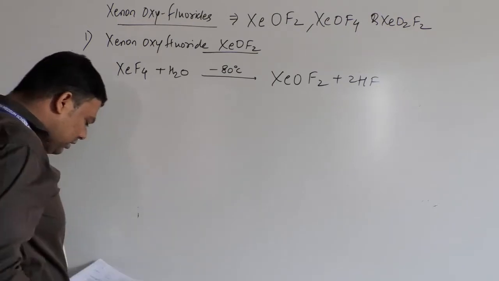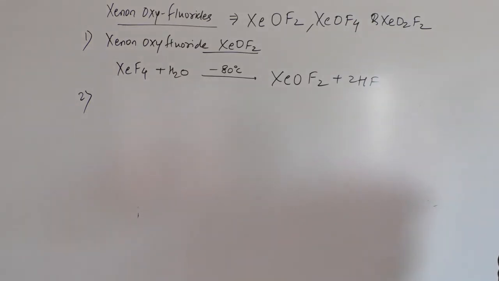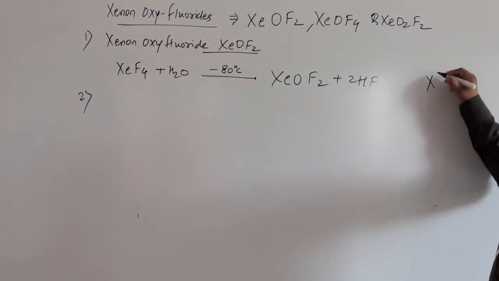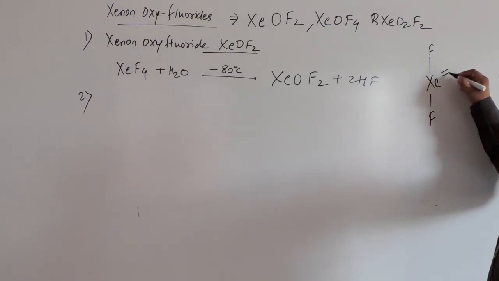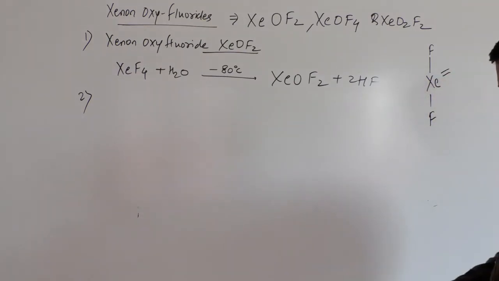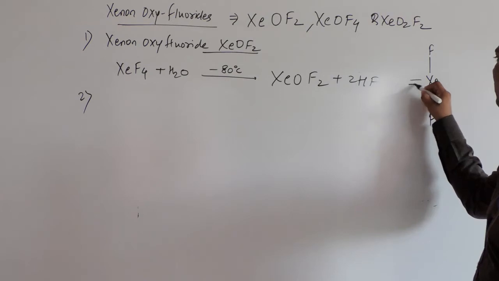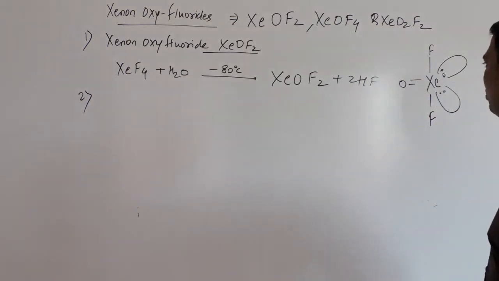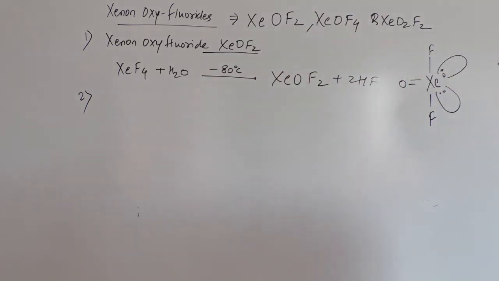So can we draw the structure? Yes, we can draw the structure also. XeOF2, so that we have to draw here XeOF2. As you know, xenon has valency 8, so 8 bonds must be there, and if bonds are not present, then that valency is fulfilled by lone pairs of electrons. So you can count here.